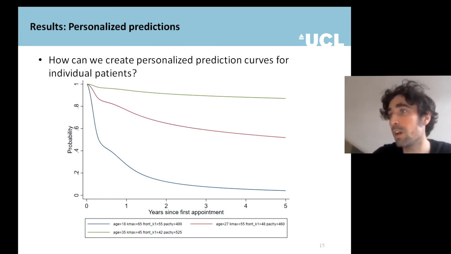However, the blue line is a young patient with a very steep cornea. So it's age 18 with a very steep cornea and a relatively thin cornea. This patient has a much different trajectory of progression, and perhaps the clinician in this case would say, well, we should definitely treat them with cross-linking immediately.